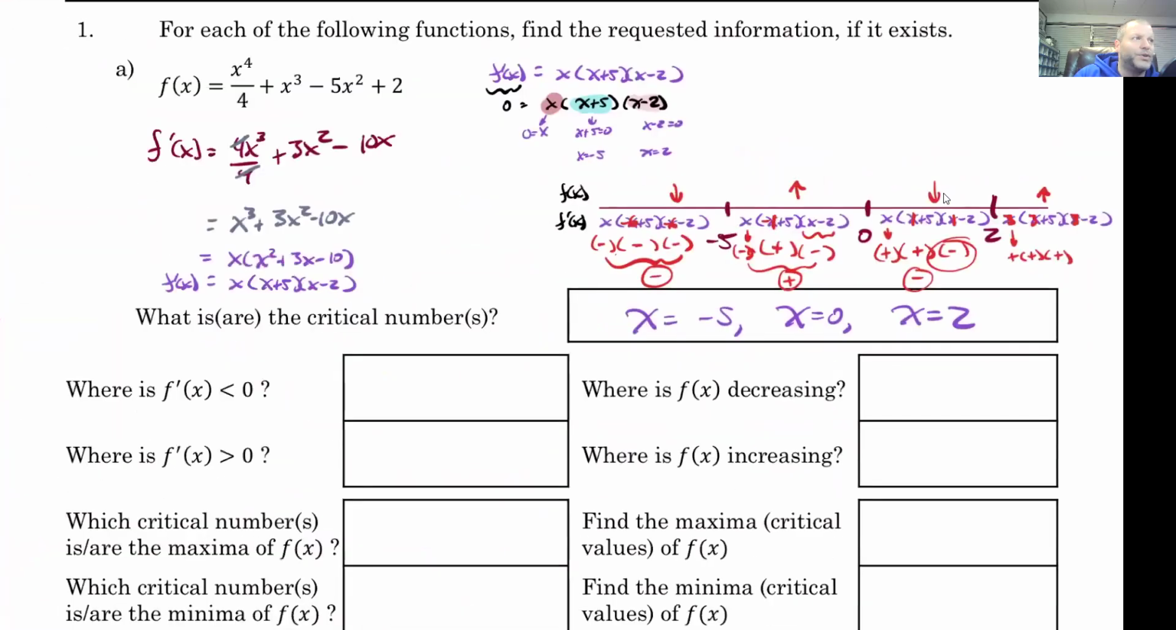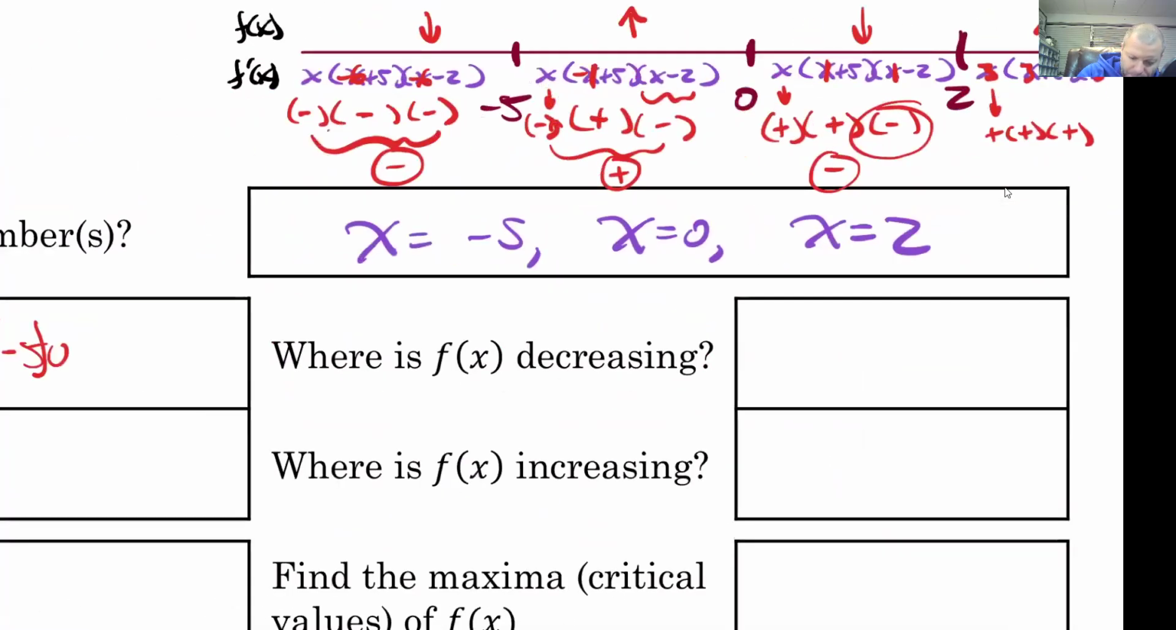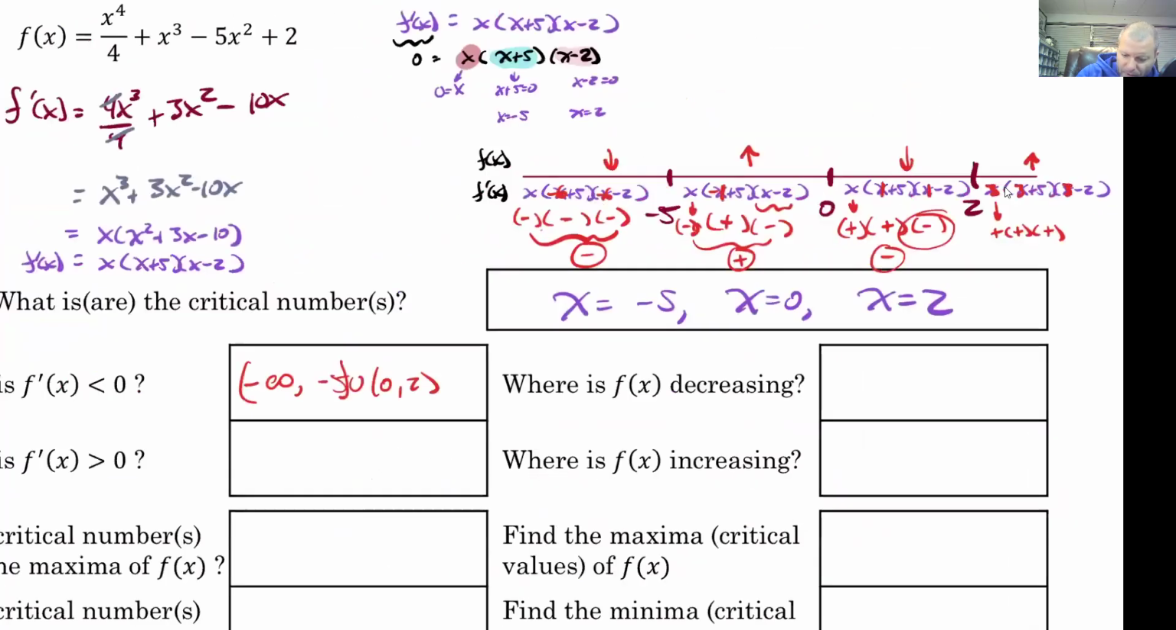So at this point, well, we know where our derivative is less than 0. It's less than 0 from negative infinity to negative 5. And then again, from 0 to 2. This is going to be where our function is decreasing. So these two should be the exact same. Where's a function increasing? Well, it's increasing from negative 5 to 0. And then again, from 2 to infinity. So this is where our function is going to be increasing, right? So these two things are always going to be the same.